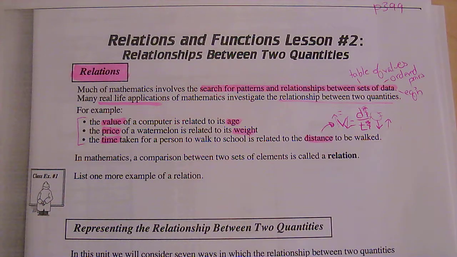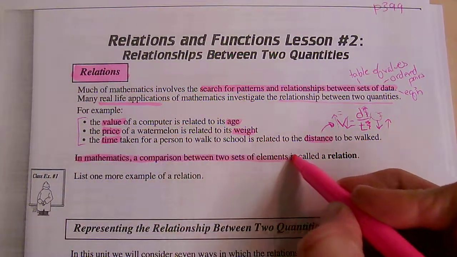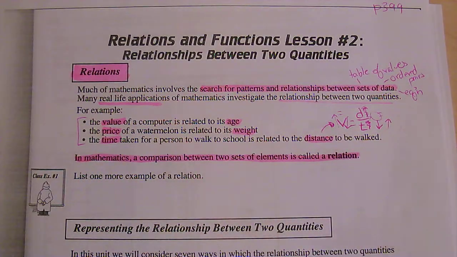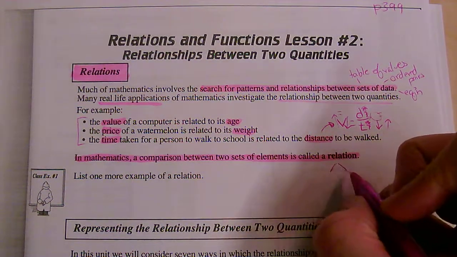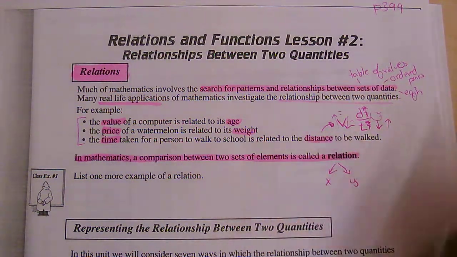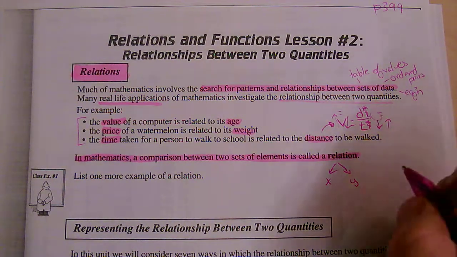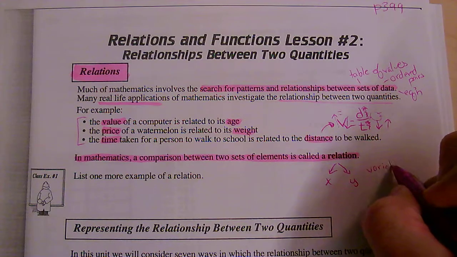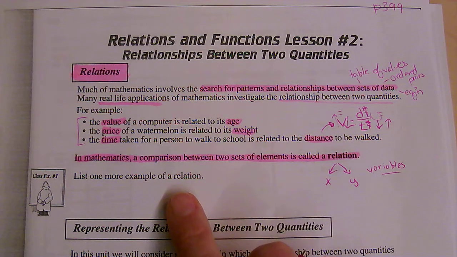But for now in math, you just need to know that the definition for a relation is a comparison between two sets of elements. Okay, and the types of elements that we are going to be talking about, just generally speaking, are x and y, so our independent and dependent variables. Okay, variables.